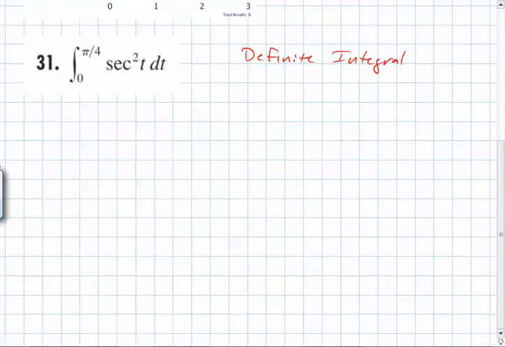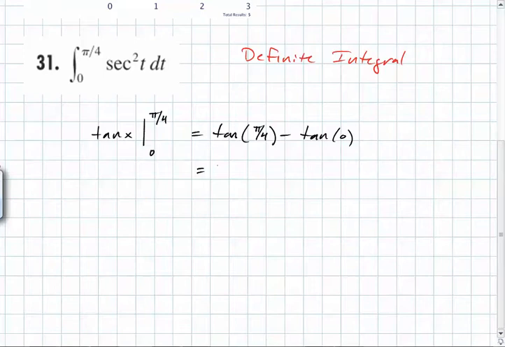Anybody remember? Yeah, it's just going to be tangent x from what to what? 0 to pi over 4. So this is going to be tangent of pi over 4 minus tangent of 0. What is tangent of pi over 4? It's 1. 1 minus 0 is done. That's it.